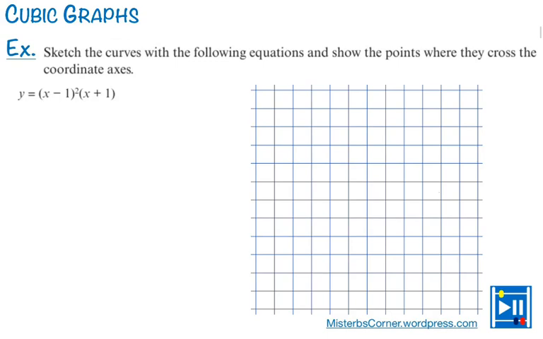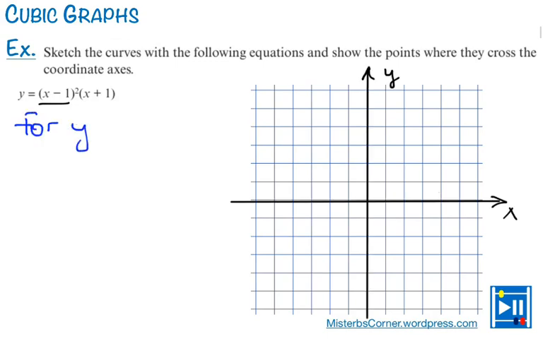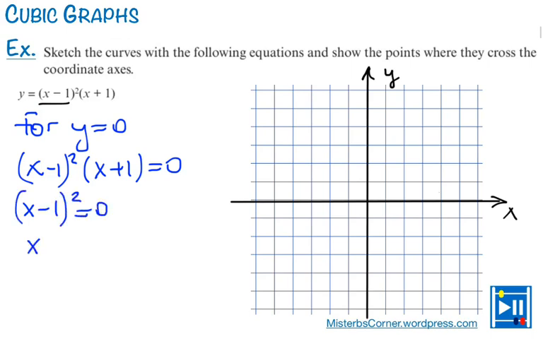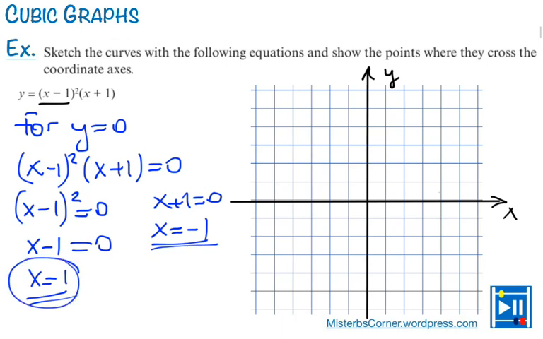Now let's look at this function. Here the difference is that we have (x minus 1) squared. This is where we have a double root. So let's see what I mean. For y equals 0, it's going to be (x minus 1) squared times (x plus 1) equals 0. I can say that (x minus 1) squared is 0. When you take the square root of both sides, x minus 1 is 0, so x is 1. And on the other hand, x plus 1 is 0, so x is negative 1. Although this is a cubic function, I end up with two roots, apparently, but this is a double root. So I have 3 roots, two of which are the same.